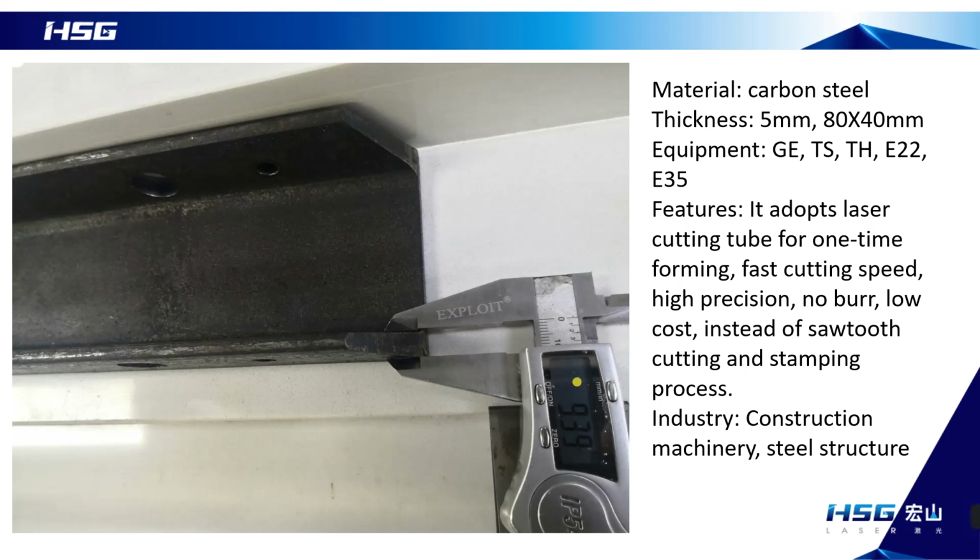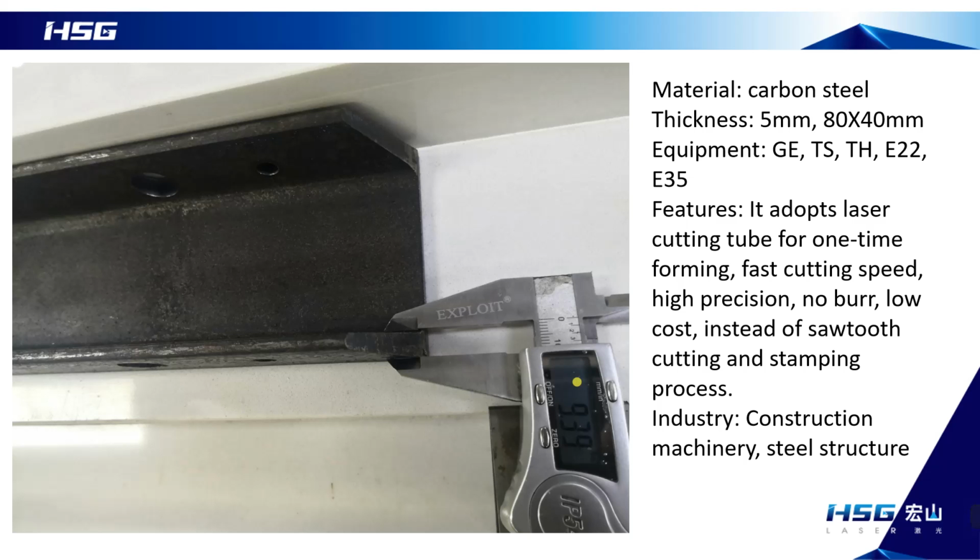This is a channel steel, 80 by 40.5 millimeters. It can be cut by GE, TS, TH, E22, E35 laser, mainly used in construction machinery and steel structure industry. What are the difficulties in channel steel cutting? First, the clamping problem. And second, the cutting technology.